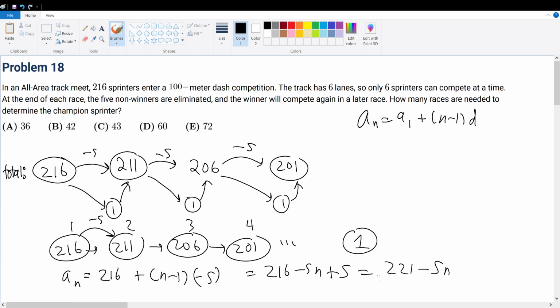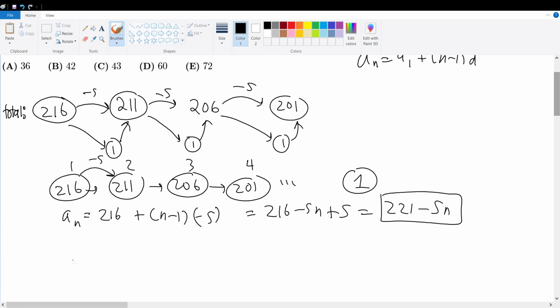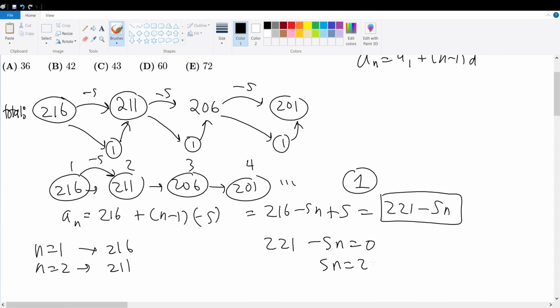So now that we have the general notation, let's understand just one more time what this looks like. When n is equal to 1, we have 216. When n is equal to 2, we have 211. Now, I want to get this as close to 0 as possible. So 5n is equal to 221, and if I round down n, that's 44. So that means all the way until n is equal to 44, I have one person remaining.